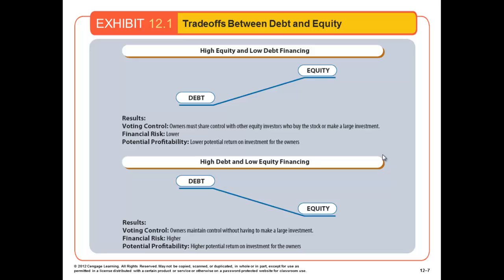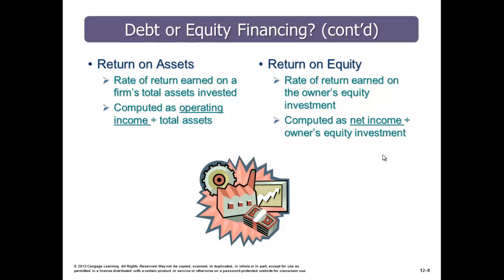In the lower example down there, this is a high debt, low equity financing situation. This is what we call high leverage. When we say a company is leveraged, that means they have a lot of debt. So in the high debt, low equity situation, the owners maintain control. They don't have to worry about shareholders. Their financial risk is certainly higher because they've taken on more debt, but their potential profitability is higher too. And you say, well, how can that be? Let's take a look at how that might work.